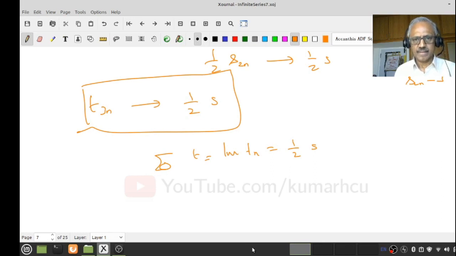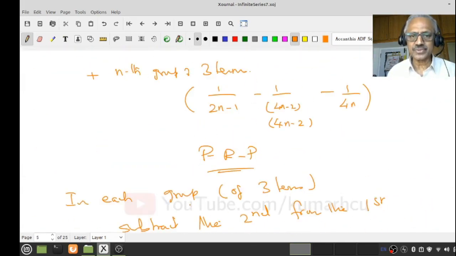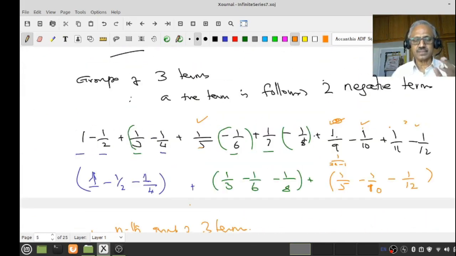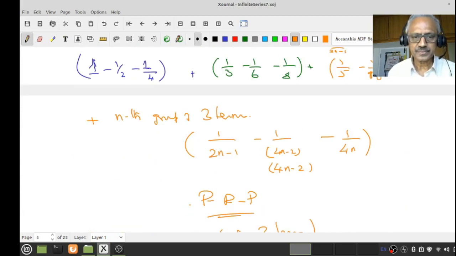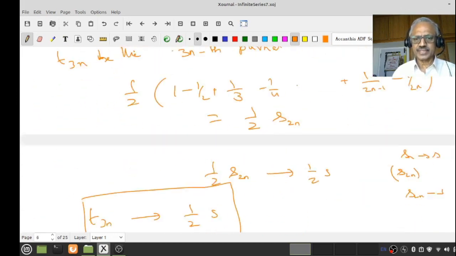But remember, we only proved T3n converges to half of S. But what I want to say is the original series itself after this regrouping converges to this. So how do I know that? I hope all of you understand this. So that is very easy. I leave it to you to check.